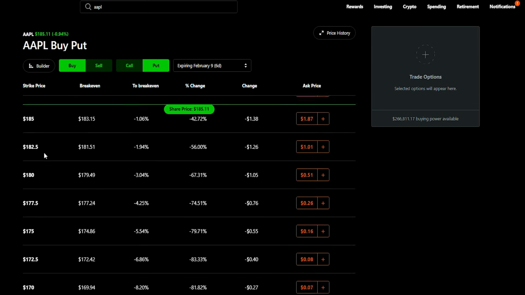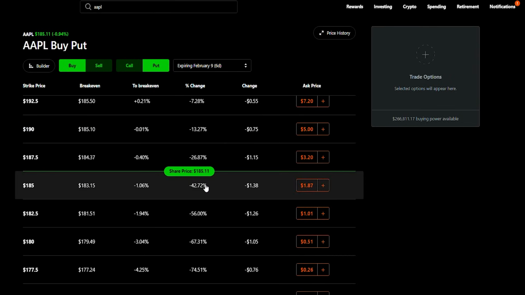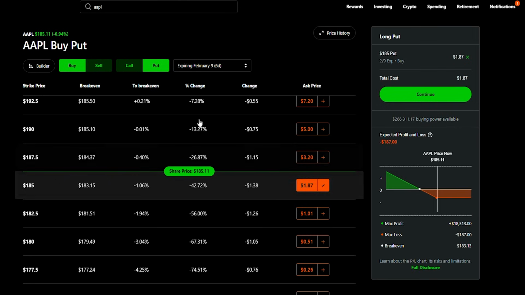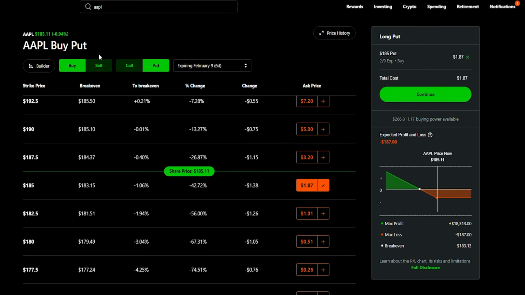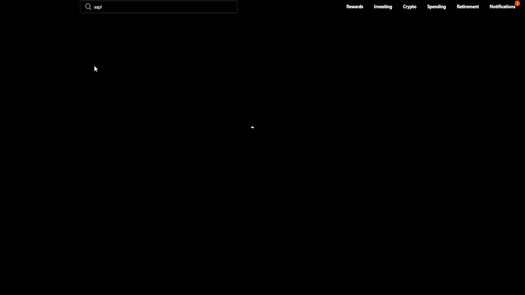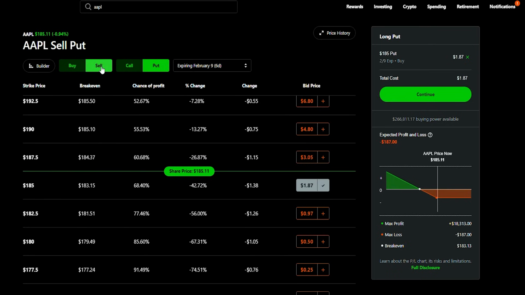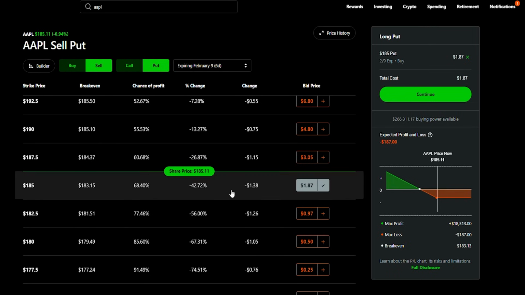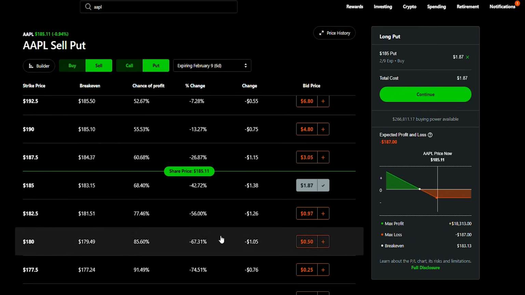Instead, what I would do is buy a very close to the money put option. So here, I would buy the 185. So you will go to buy a put option, okay? And then to open up a bear put spread, you will also sell a put option. So once I click sell put, then I will buy either the next leg lower or the 2 legs lower.